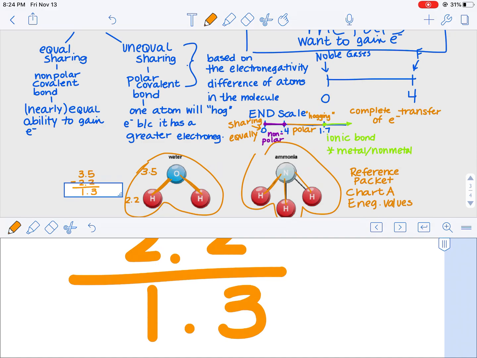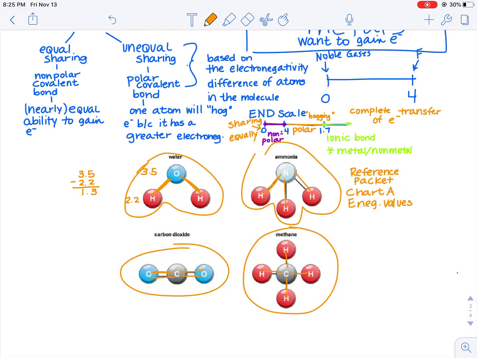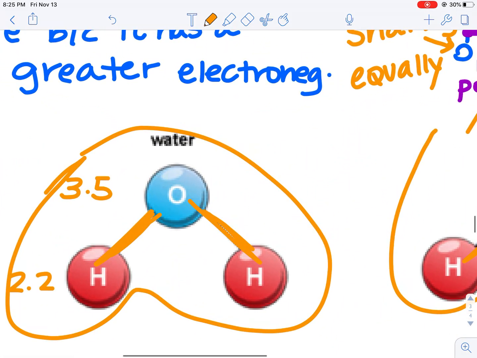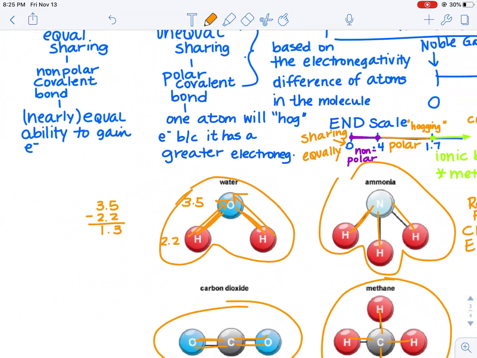the difference is 1.3. In other words, oxygen is such a better gainer of electrons than hydrogen is that it's going to hog the electrons. The oxygen atom is going to hog the electrons. They're still sharing. It's just they're not sharing evenly.